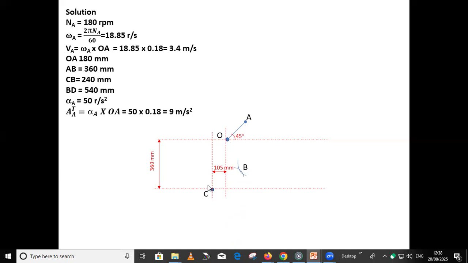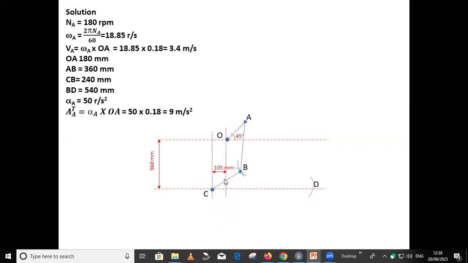Now the orientation of O and C is available. Vertical is 360, horizontally 105. Based on the scale of 1 cm as 60 mm, we can take this part as 6 centimeter and this is around 1.8 centimeters. Next, we can locate B by intersecting the arcs of AB and CB. We have this point B. So we can connect the AB line and the CB line.